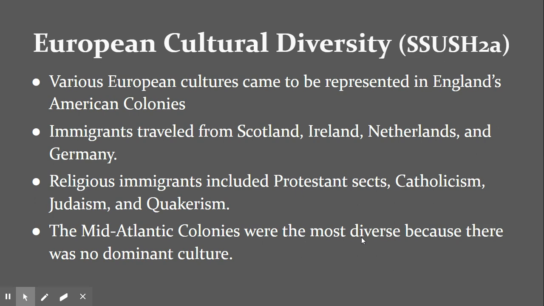You're going to have immigrants travel from Scotland, Ireland, Netherlands, and Germany. Religious immigrants included Protestant sects, Catholicism, Judaism, Quakerism. The mid-Atlantic colonies were the most diverse because there was no dominant culture. There was no one culture that said this is how you should be, this is what you should believe, and this is how you should act. All of these people had their own ideas, and that's what's going to make this so great, because you're going to have all these different people from around the world come together to stand up against a tyrant.